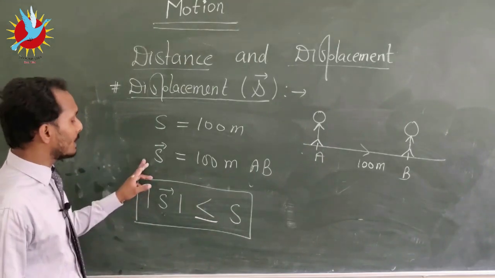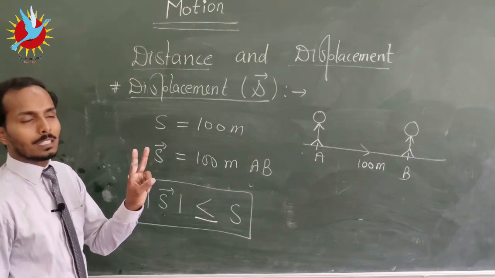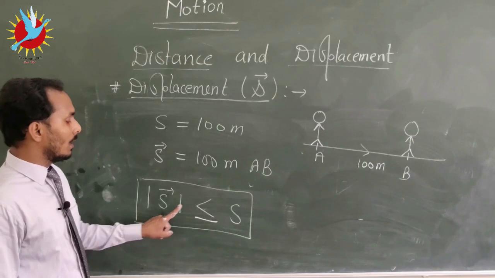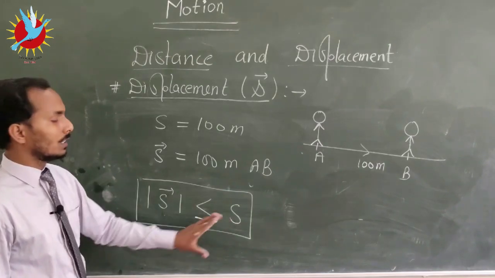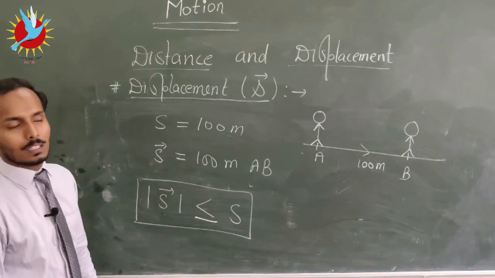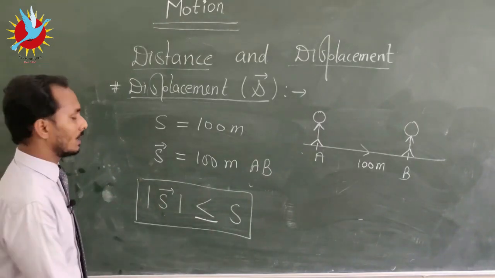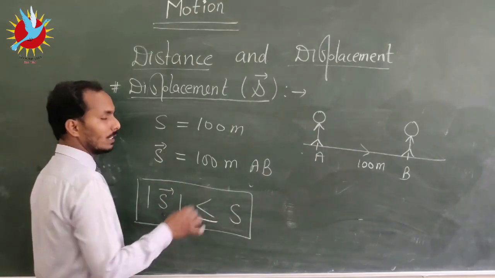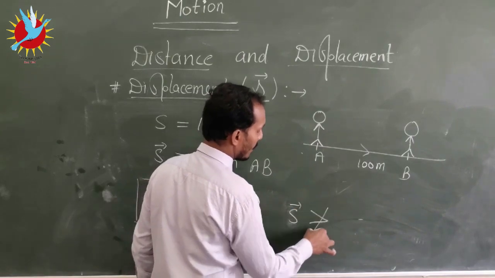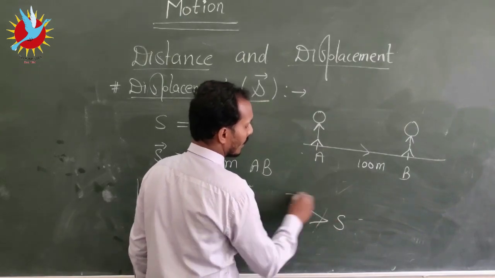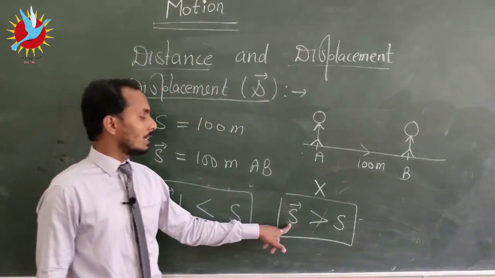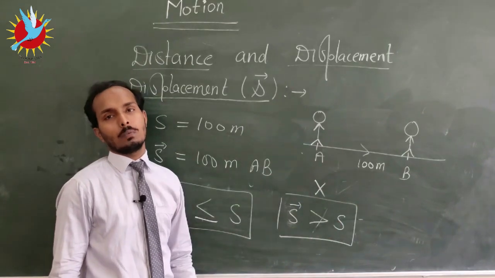So there are two cases, remember this point: displacement may be less than or equal to the distance. It is always less than or equal to the distance, but the condition that displacement is greater than distance never happens. This is not possible.